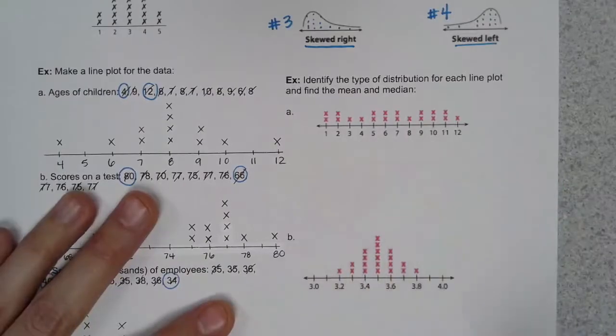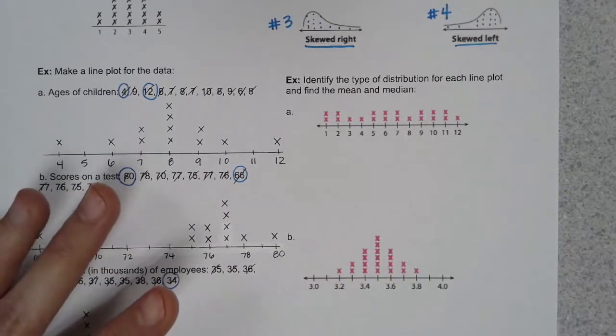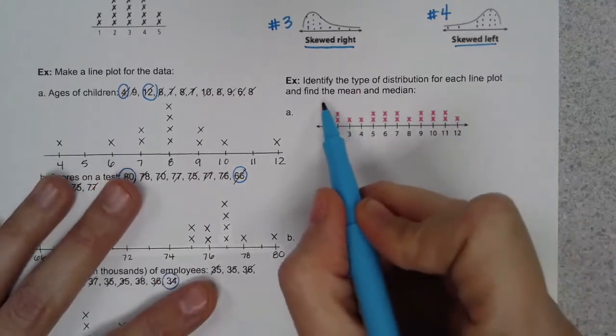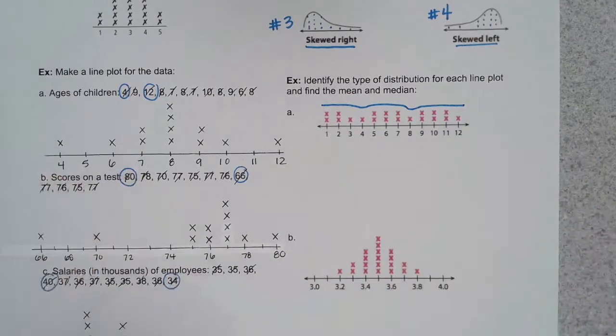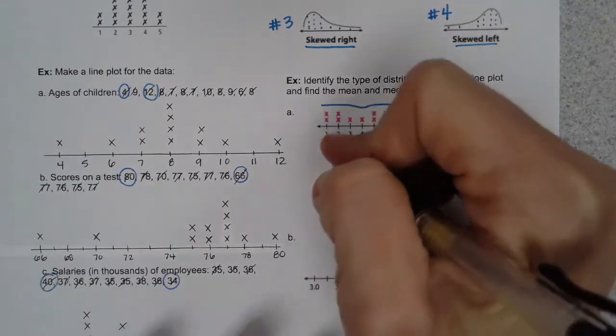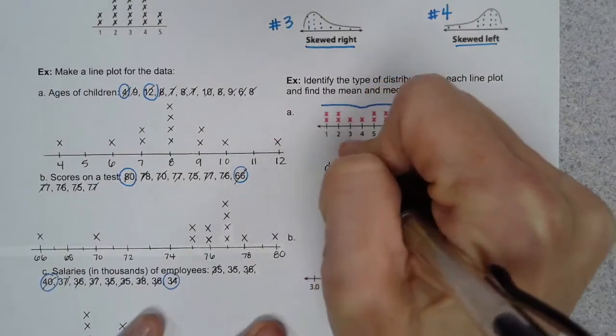For this next one, it asks us to identify the type of distribution. And so for this one, if you were going to draw a line across the top of it, it wouldn't be perfect, but the line across the top of it stays pretty level from left to right. And so for this one, we would say that the distribution is uniform.